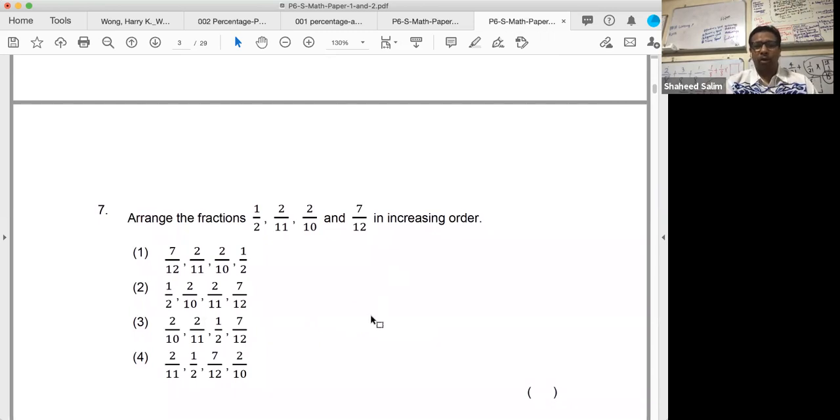In increasing order, increasing order. You don't need to, you can agak-agak, there's a way to agak-agak, but I leave it to you. You can find maybe the smallest first, or you can find the biggest first. Then you arrange and put them at one side. Maybe I'll have to show you this.